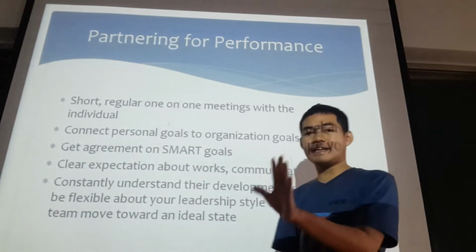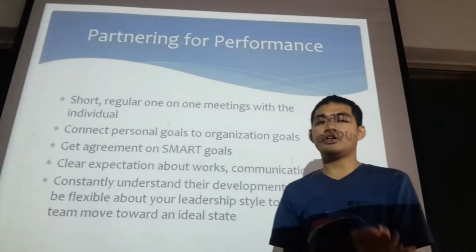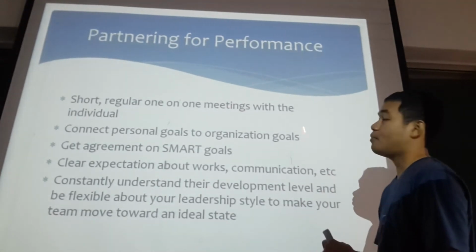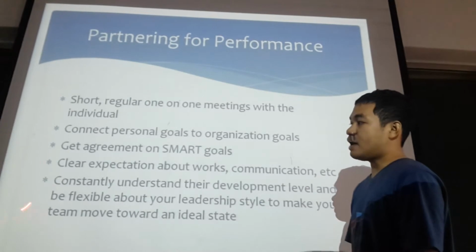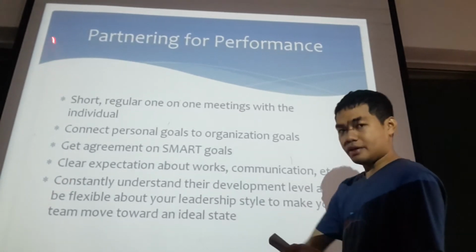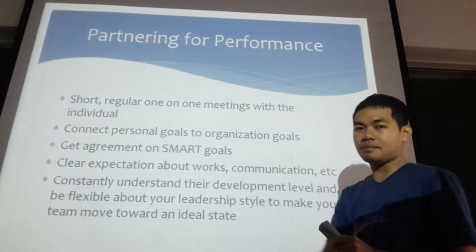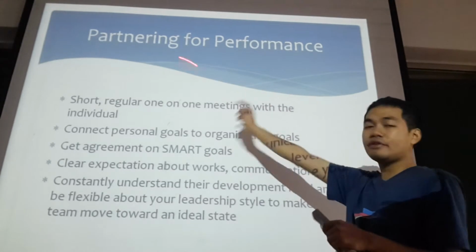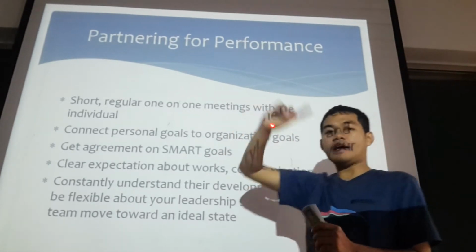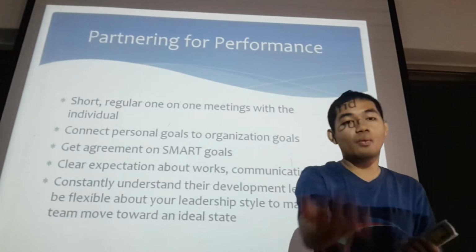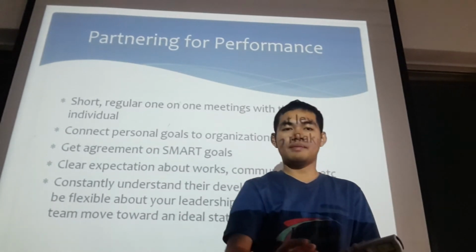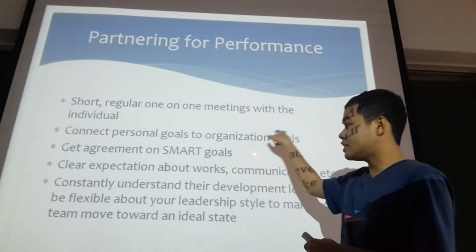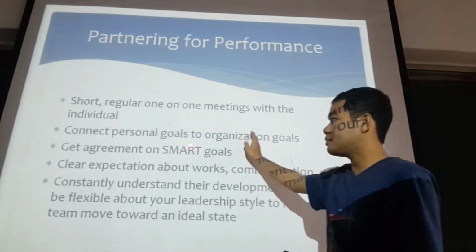And the third skill, the last skill in situational leadership, is partnering for performance. What is partnering for performance? I recognize five points here. Partnering for performance: what can we do in our team? The first one is short, regular one-on-one meetings with the individual. For example, I'm your team leader, I need to have a meeting with you, face to face, one by one. That's what your team member needs right now. And the second one is connect personal goals to organization goals. What does that mean?